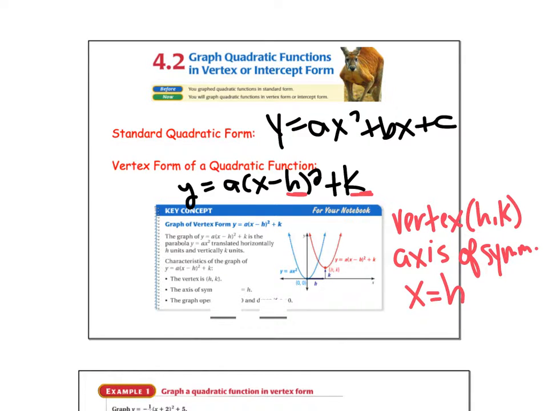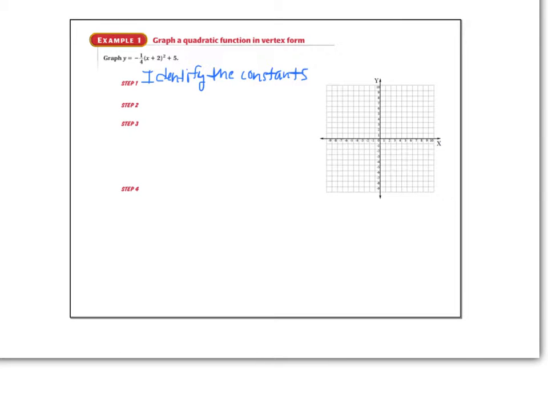So let's actually graph a quadratic function that's in vertex form. Here I have the equation y equals negative 1/4 times the quantity x plus 2, that whole thing squared, plus 5. Your first step is to identify the constants. So the constants in this equation can be identified. a is your negative 1/4. h is a negative 2 for the reason I stated on the previous slide. And k is a positive 5.